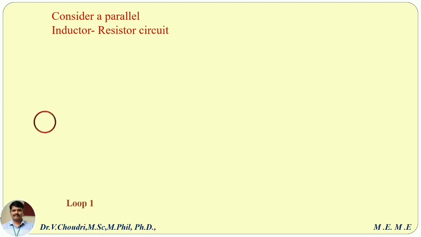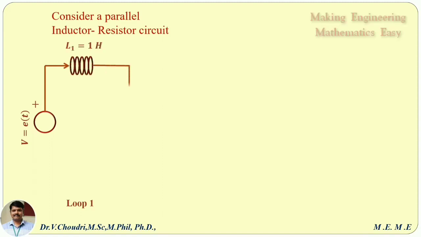Most of us know the basic concepts of circuits. Here I take a parallel inductor-resistor circuit. There are two loops. In loop 1, see this source V equal to E of t, connected with inductor L1 of 1 Henry. Then the circuit connects with resistor R1 of 2 ohm. Then the circuit closes with source V equal to E of t.